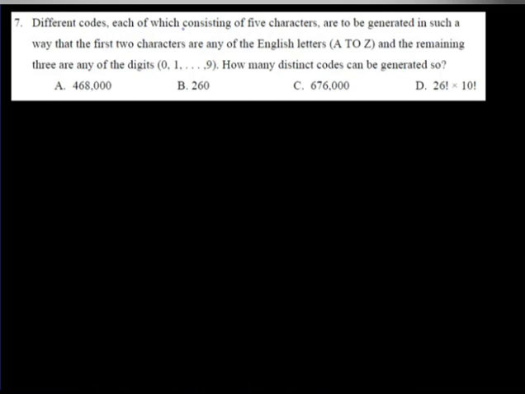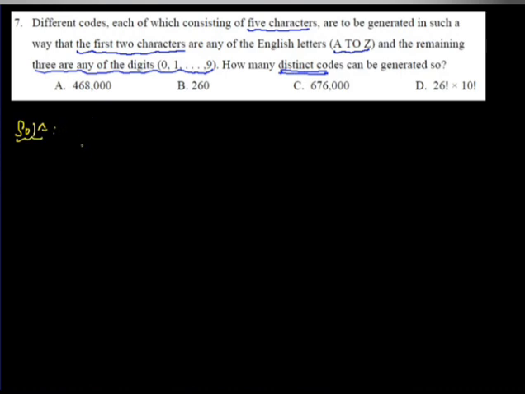Different codes, each of which consists of 5 characters, are to be generated in such a way that the first 2 characters are any of the English alphabet. The first 2 characters are from any of A up to Z, and the remaining 3 are any of these digits. How many distinct codes can be constructed or generated? Okay, so here are the possibilities.